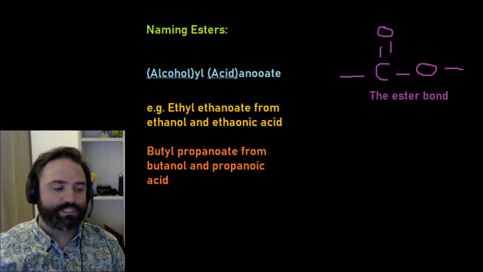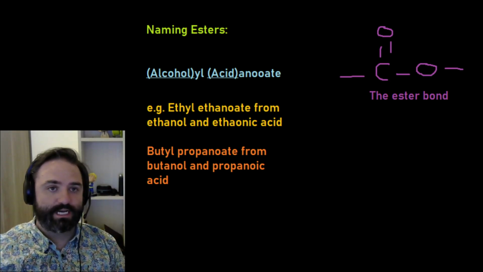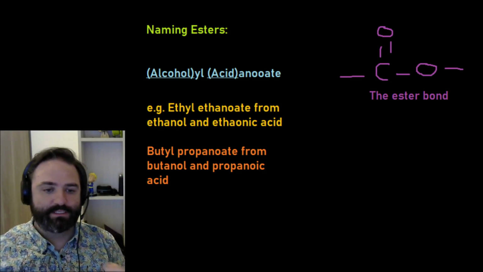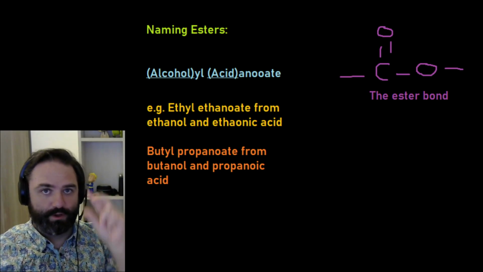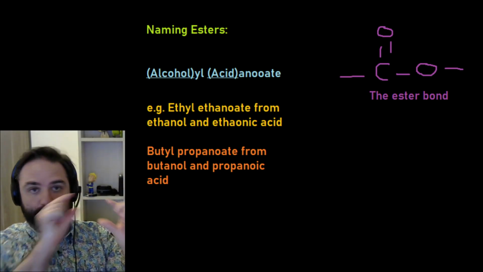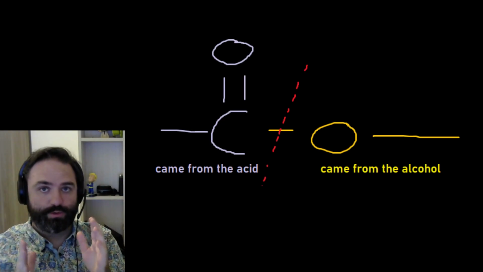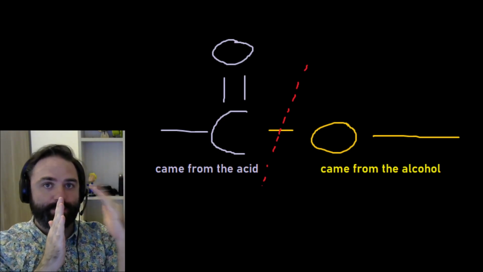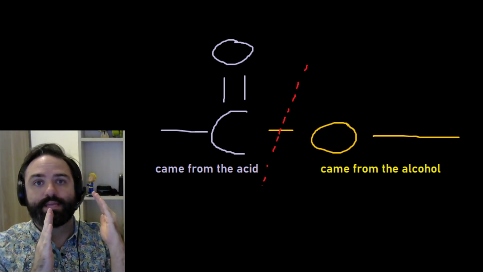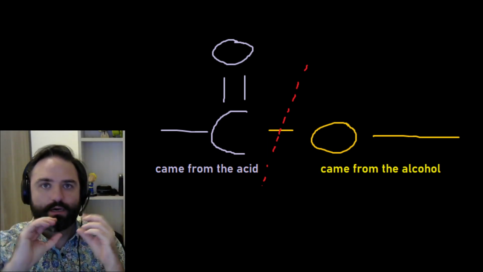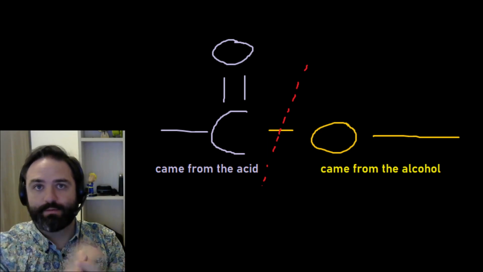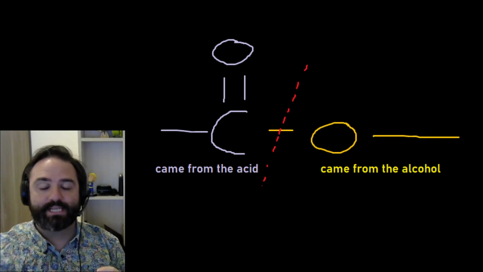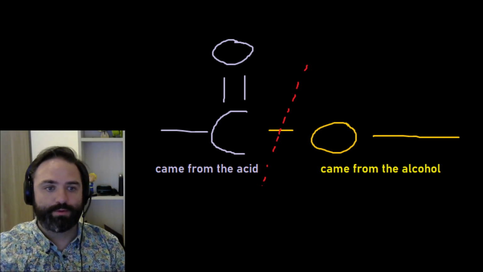If you're not sure which side was the carboxylic acid and which side was the alcohol, my pro tip for that is to look for the carbon with the double bond and the oxygen on it. It will also be connected by a single bond to an oxygen. Draw an imaginary line there, and the side with the double bond on it came from the acid, because the carboxylic acid functional group has a double bond in it. The other side without the carbon-oxygen double bond was the alcohol group.